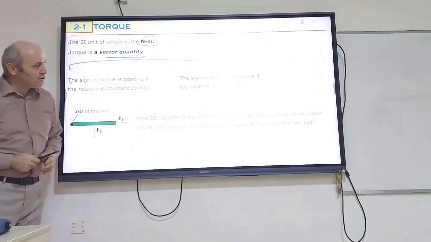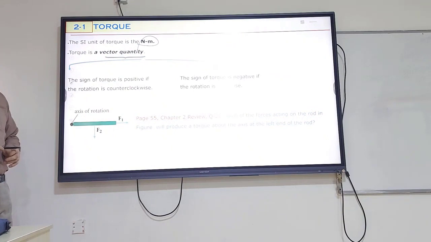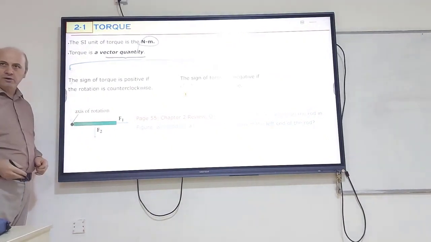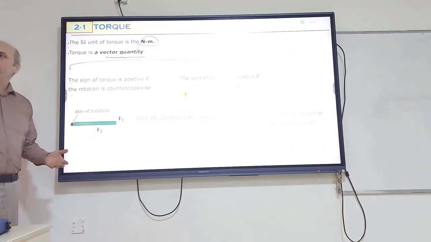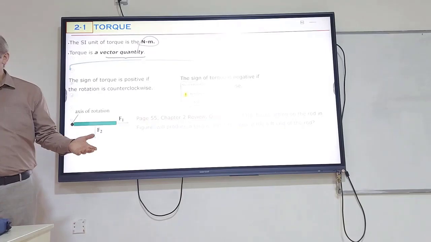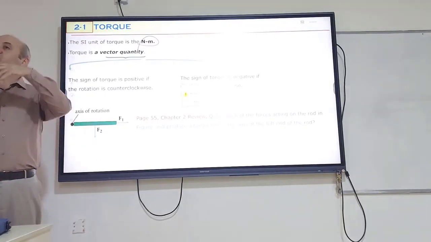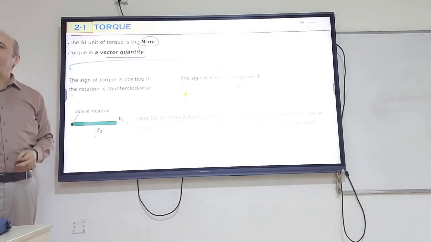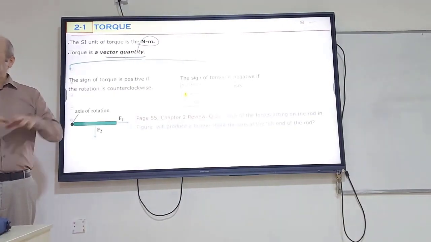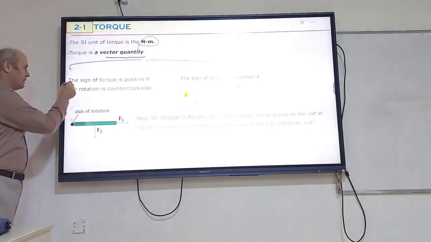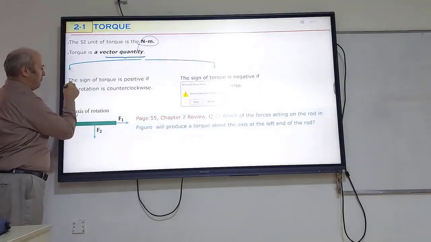Example. Which of these forces acting on the rod in the figure will produce a torque about the axis at the left hand? So which one produces torque? What should you do? First check it. Are these forces causing rotation? Then test it. One method is left: draw a line along the force. Extend it. See if it passes through the axis of rotation. Let's see it. I will draw a line.